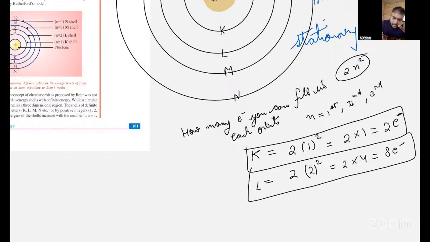Miracle, can you tell me the M shell? How many electrons can you fill in M shell? So M is the third shell. Yeah. M is the third one, no? So instead of n, what will you write?